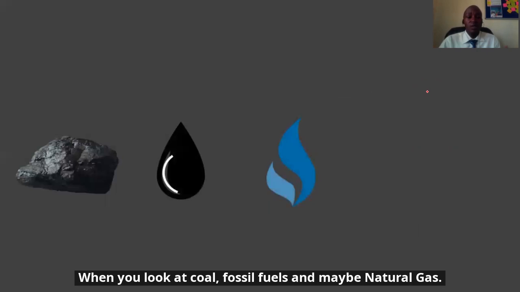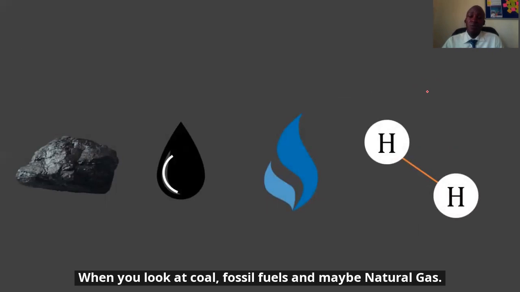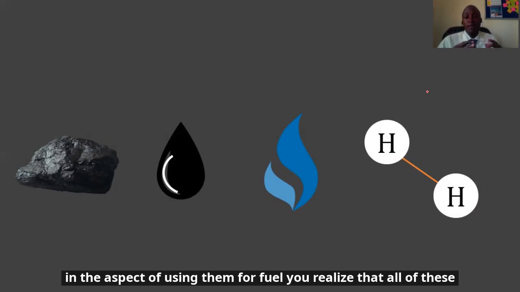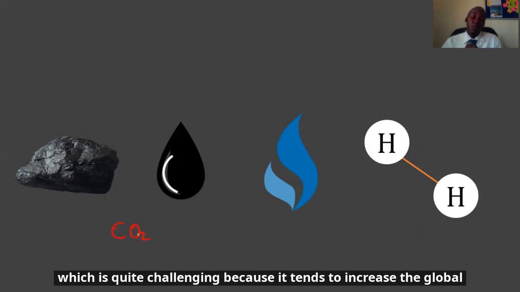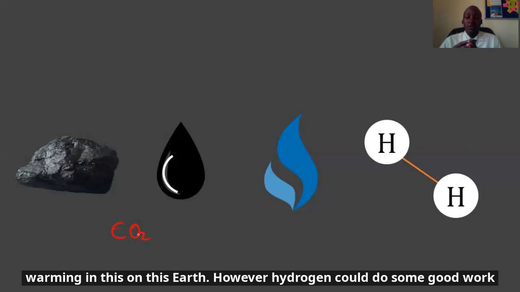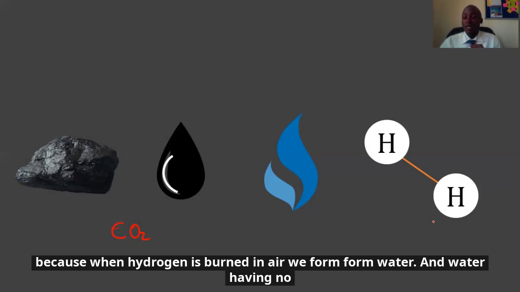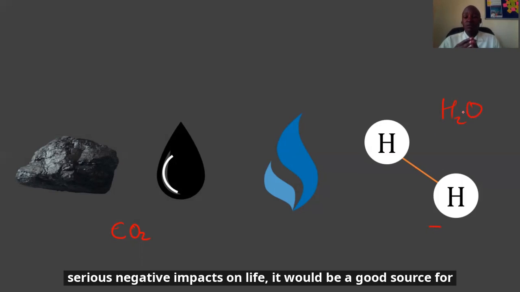When you look at coal, fossil fuels, and maybe natural gas, in the aspect of using them for fuel, you realize that whenever we try to burn them, we shall produce carbon dioxide gas, which is quite challenging because it tends to increase the global warming on this earth. However, hydrogen could do some good work because when hydrogen is burnt in air, we form water.